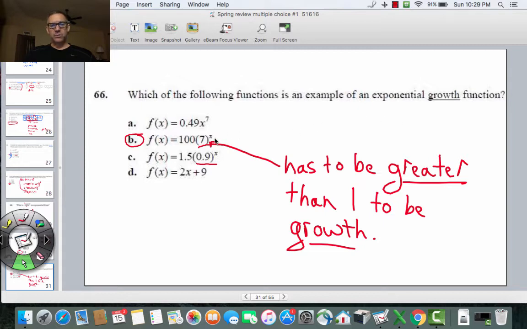There are two exponential functions here. There's the 0.9 and there's the 7. The only one that's going to grow, actually get bigger, is when the number in the parentheses is bigger than 1. So that's your exponential growth.